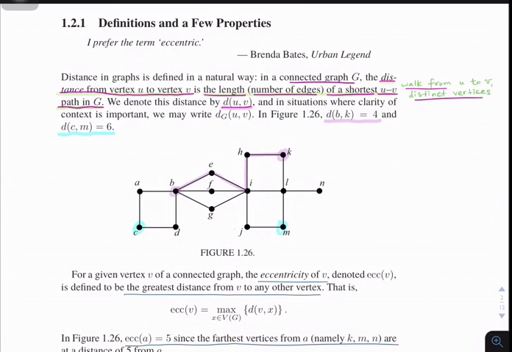So in this example, the distance between B and K is 4 because a shortest path from B to K has length 4. So here 1, 2, 3, 4 steps, and that is a shortest path. The distance between C and M would be 6. You can check that a shortest path would take 6 steps between C and M.